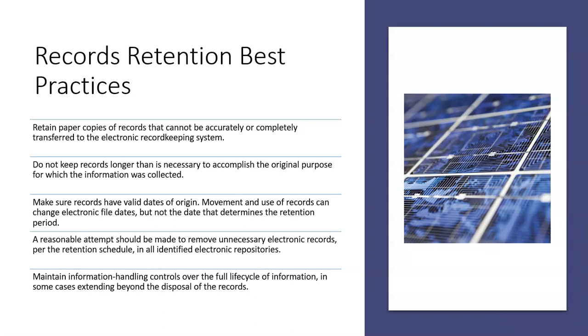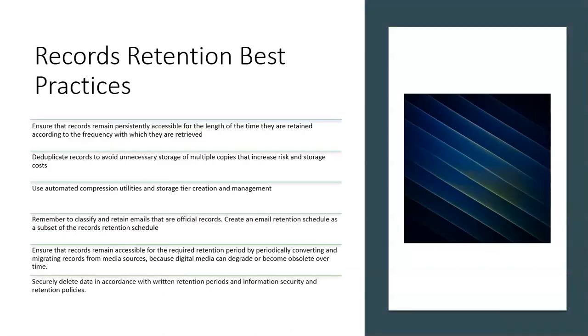Also, we need to ensure that the records remain persistent and accessible for the length of time they are retained, according to the frequency with which they are retrieved. Then we need to deduplicate records to avoid unnecessary storage of multiple copies that increase risk and storage cost. Also, we must use automated compression utilities and storage. As a security professional, we must remember to classify and retain emails that are official records. Also, we need to ensure that records remain accessible for the required retention period by periodically converting and migrating records from media sources, because digital media can degrade or become obsolete over time. Then we need to securely delete data in accordance with the retention period and the information security and retention policy.